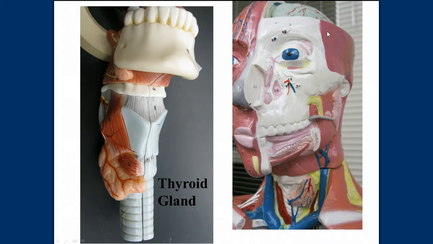Now on this model you also see a tear gland, you see parotid glands. These are different types of glands. These glands produce saliva with enzymes to help break down carbohydrates. Okay, and then here the thyroid.